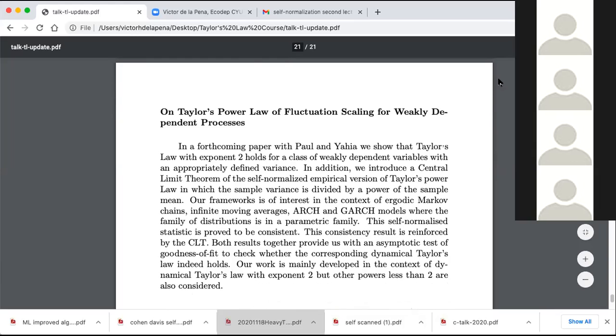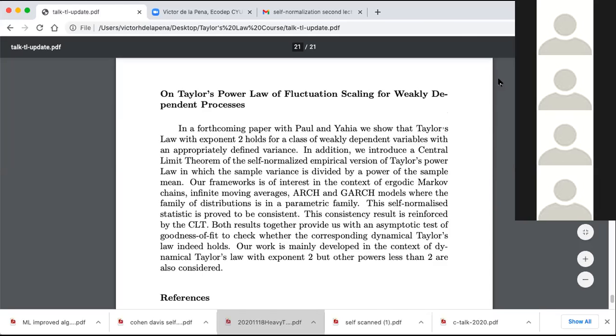Both results together provide us with an asymptotic test of goodness of fit to check whether the corresponding dynamic Taylor's law indeed holds. So remember that when we have a Taylor's law, you can calculate the bias, and in particular, the expected value. So if your line is a straight line for alpha equal to 2, then you know that the distribution of your statistic is exponential. Okay, and this ends the talk.